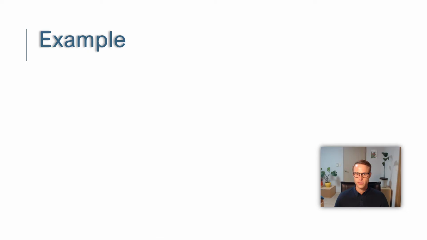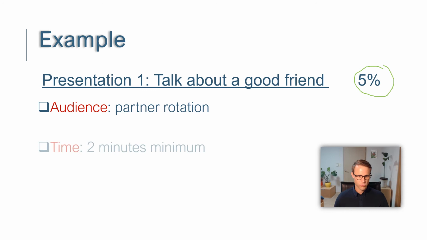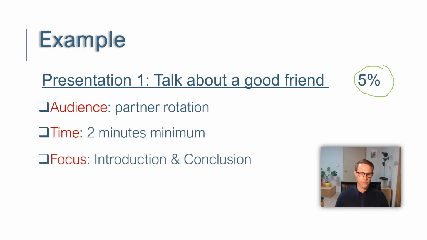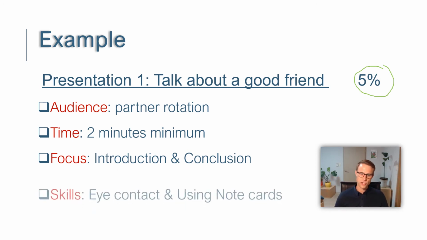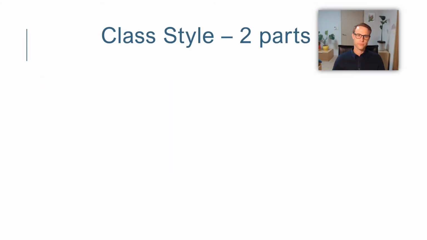Wow. So let's take a look at just an example I've already showed you. For example, presentation 1, talk about a good friend. That score is going to be worth 5% of your grade. So the audience will be partners. Time will be 2 minutes minimum. Your focus will be on your introduction and your conclusion of your speech. And the skills we are focusing on are eye contact and using note cards during your speech. So, very important here.